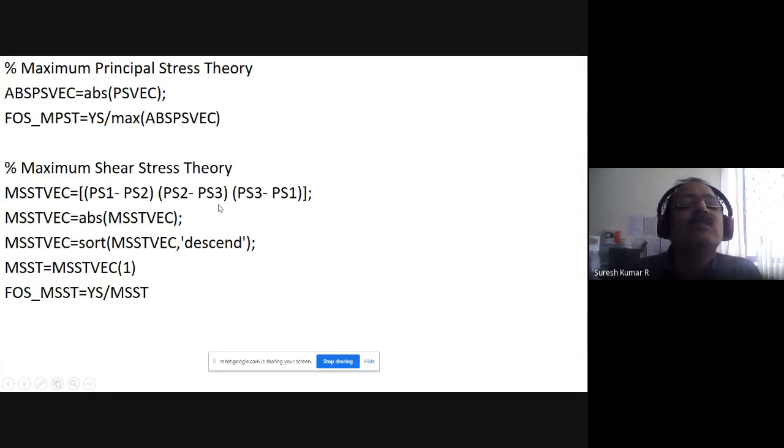So maximum of these three values I will take here. So sigma E divided by maximum of sigma 1 minus sigma 2, comma sigma 1, comma sigma 2, I get here.